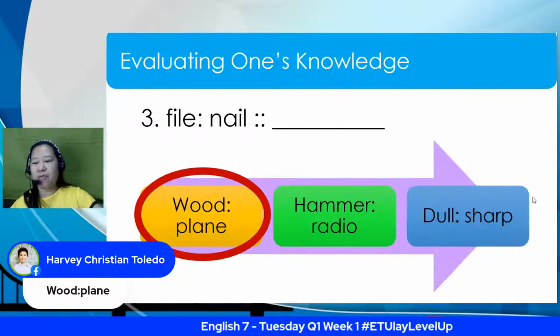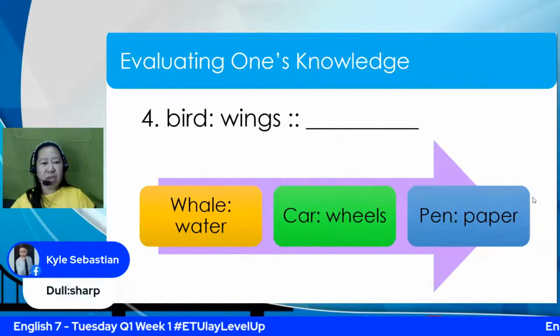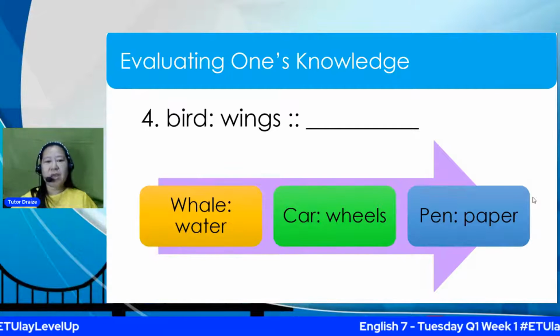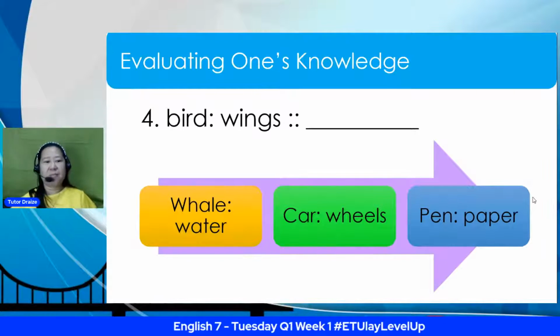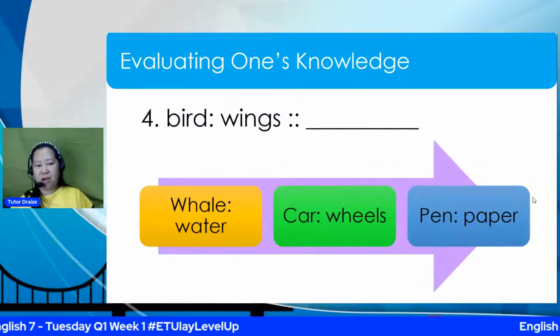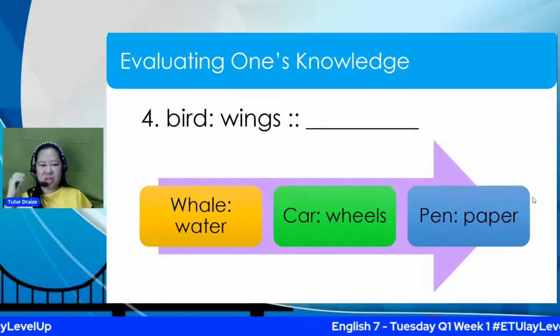Next, let's have number four. Number four, bird to wings as blank. Is it whale to water? Is it car to wheels? Or is it pen to paper? Again, what is the correct answer for number four? Please write your answer on the comment section.